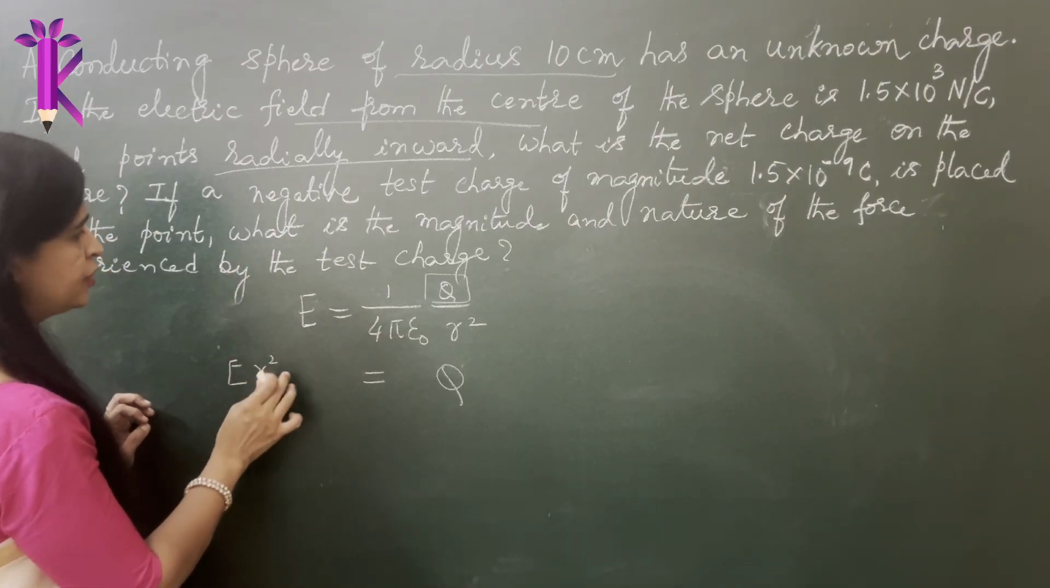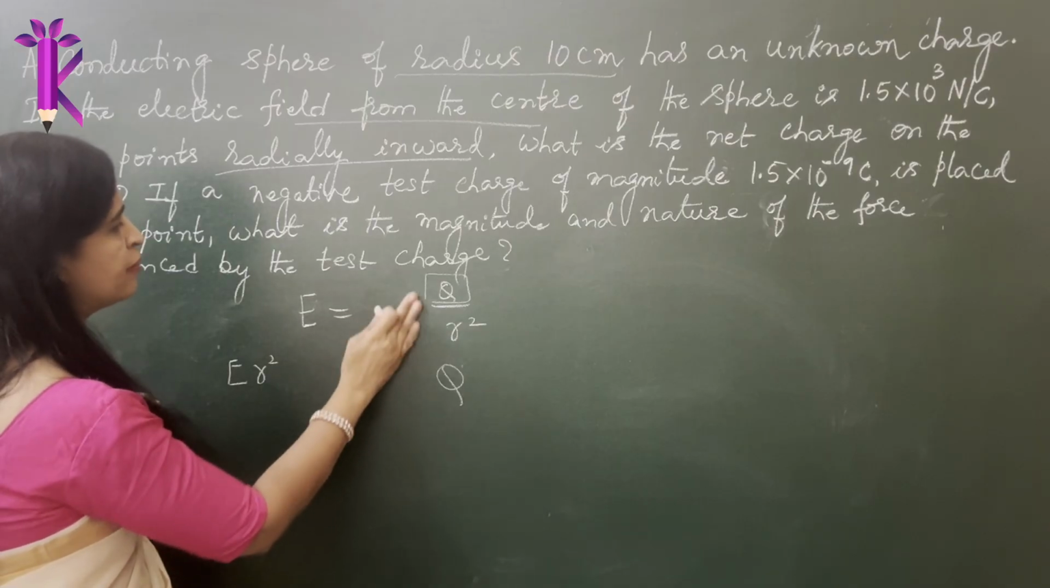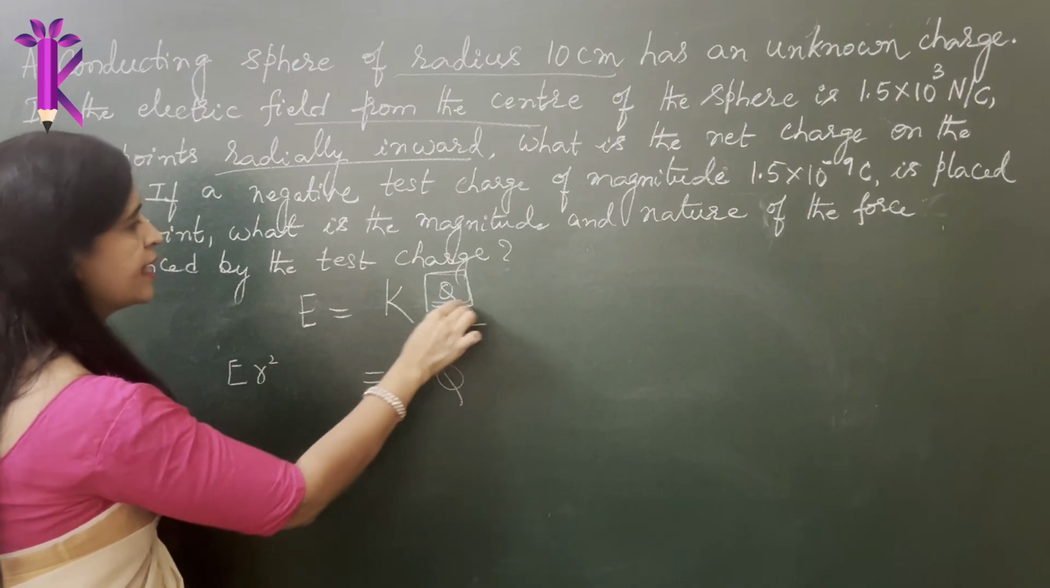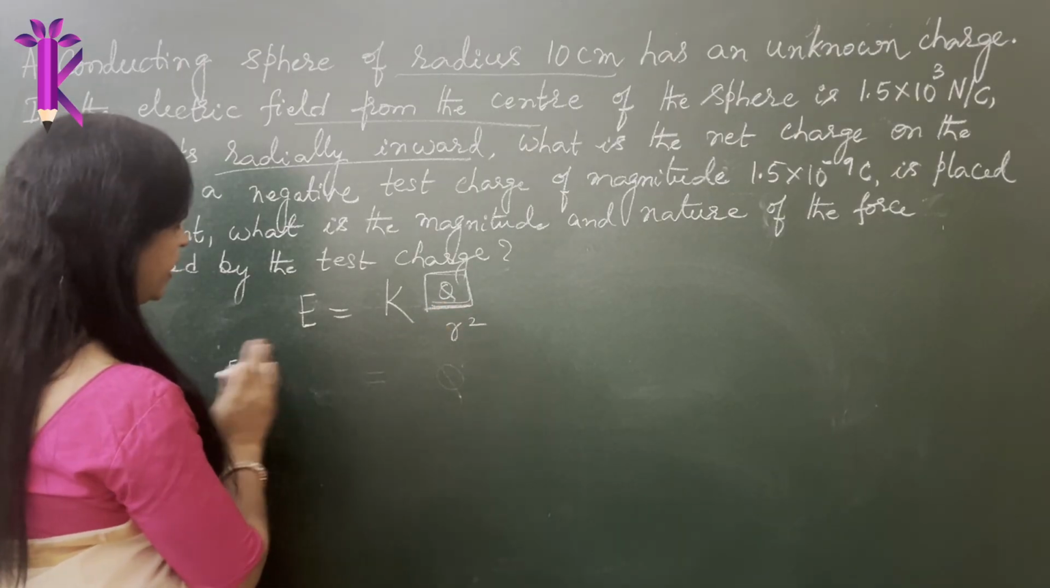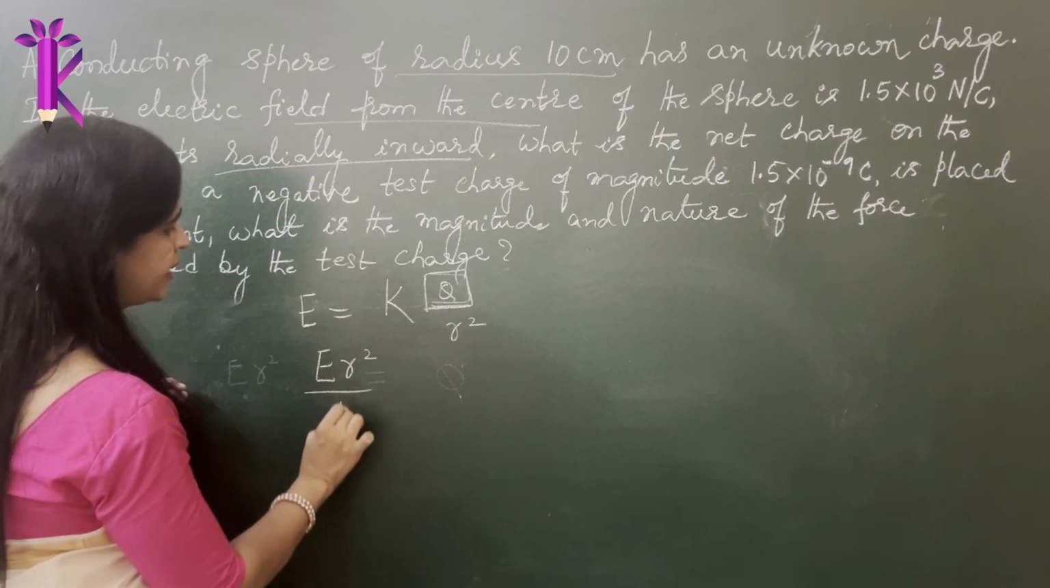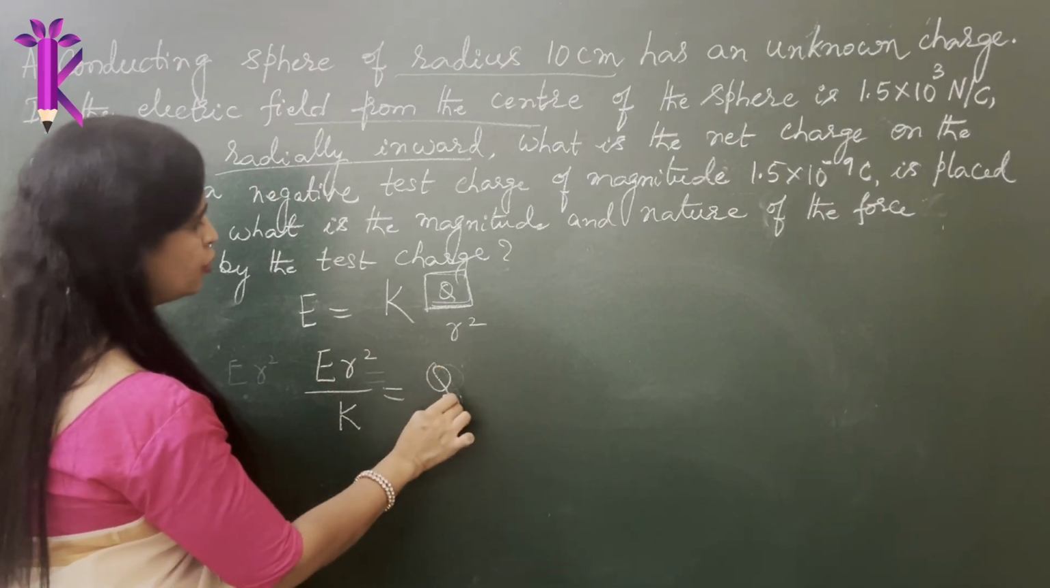If you retain Q here, you have E into R square. Instead of 1 by 4 pi epsilon naught, let's not have any confusion, I will call it K. So E equals K Q by R square. Therefore E R square divided by K will be equal to Q, right?